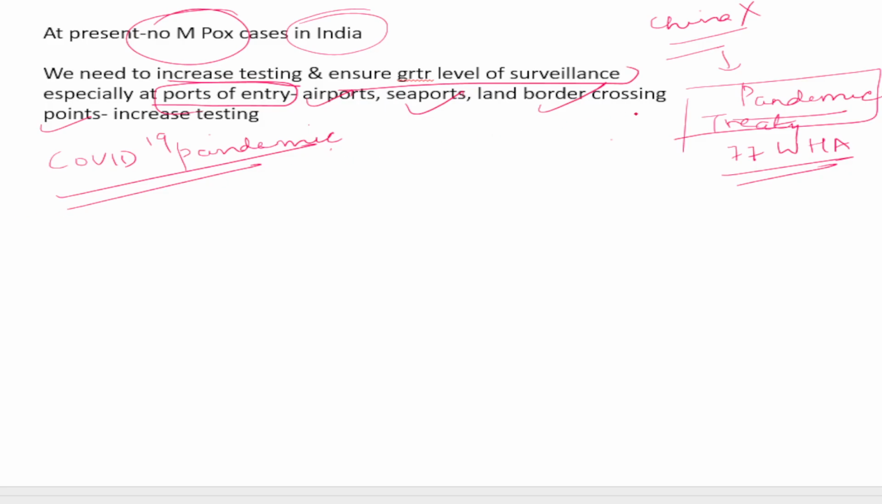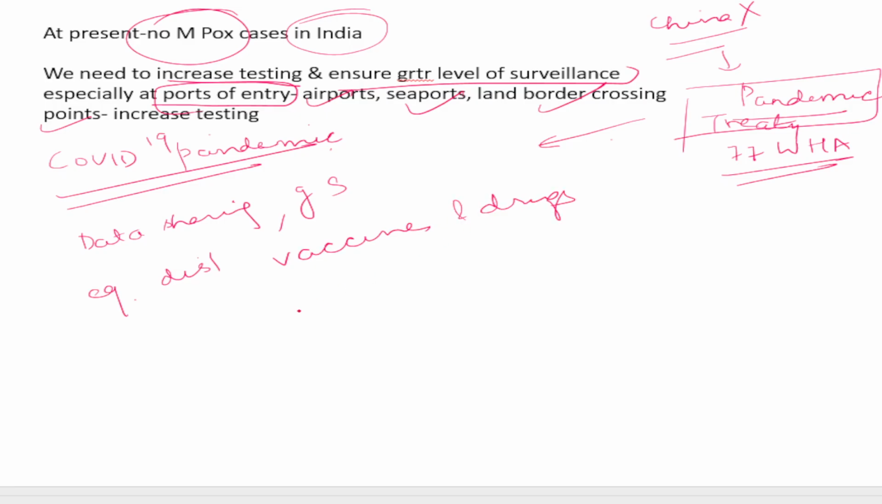And what aspects does the pandemic treaty cover? It covers data sharing and genome sequencing of the emerging virus, then equitable distribution of the vaccines and drugs, and also related research throughout the world. It helps in combating pandemics and in preventing future pandemics.